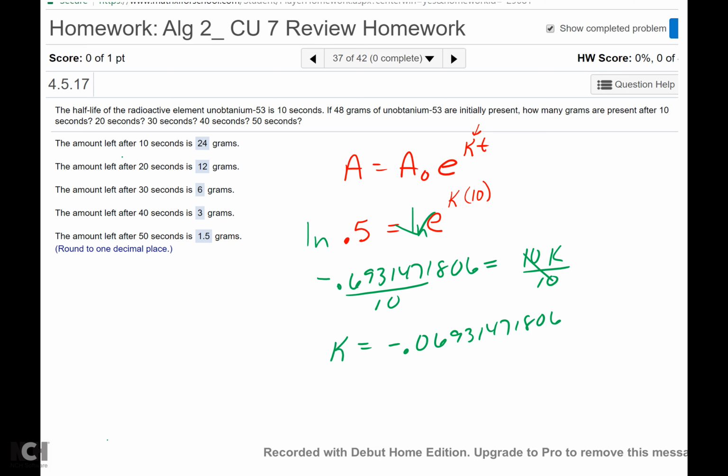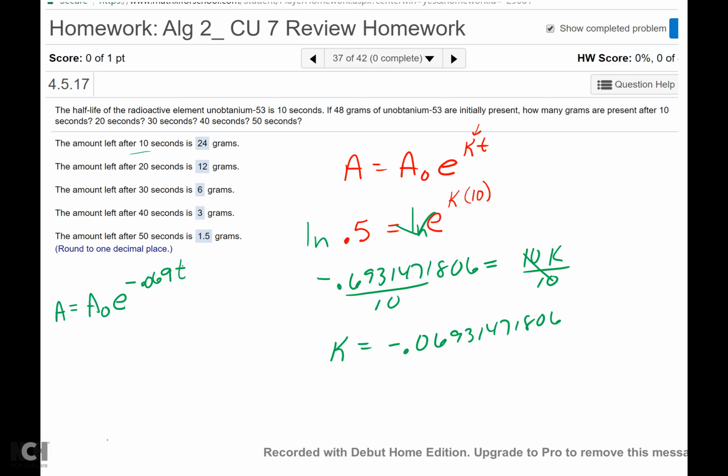So now I can change my time. My formula is going to be the amount left is the original amount e to the negative 0.069, let's call it t.